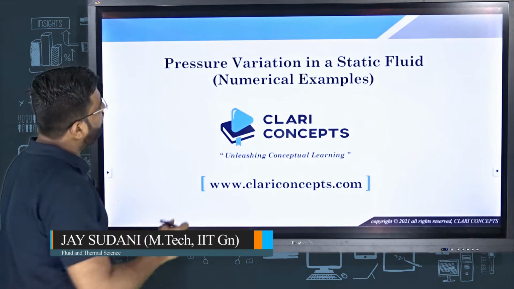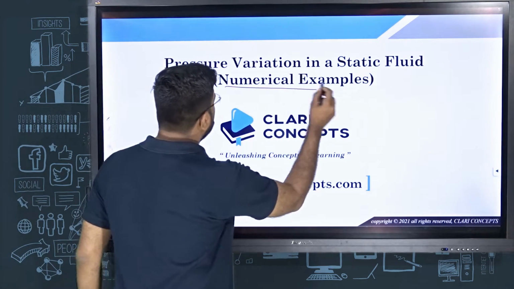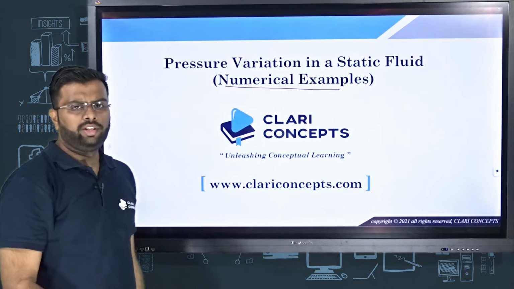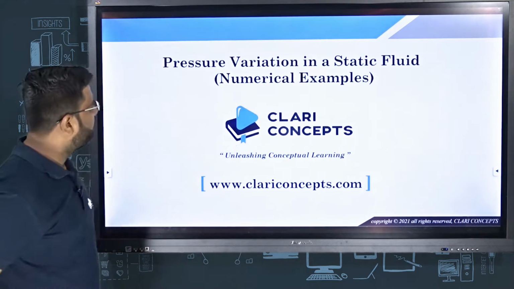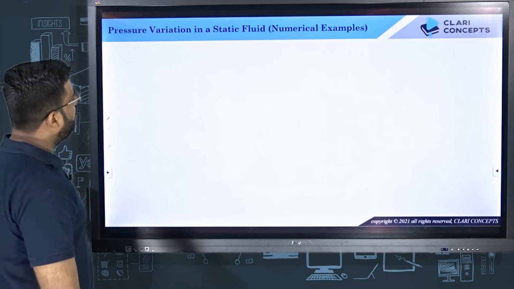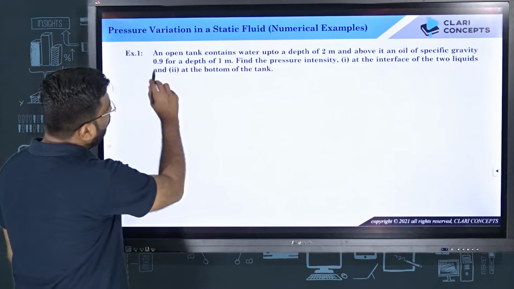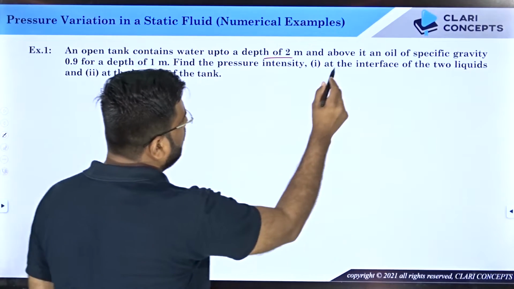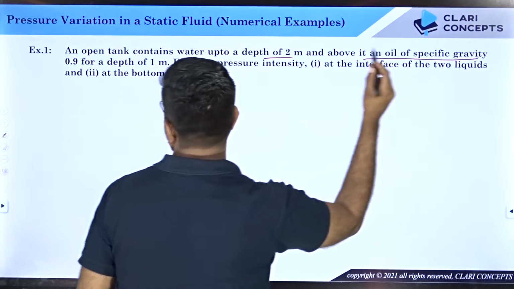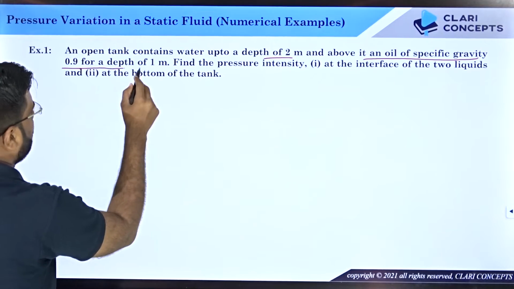Today in this lecture, we will be talking about the numerical examples, mainly looking at the pressure variation in the static fluid, particularly in the vertical direction, right? So let's go back to the numericals. So very first numerical I have is, an open tank contains water up to a depth of 2 meter and above it an oil of specific gravity 0.9 for a depth of 1 meter.